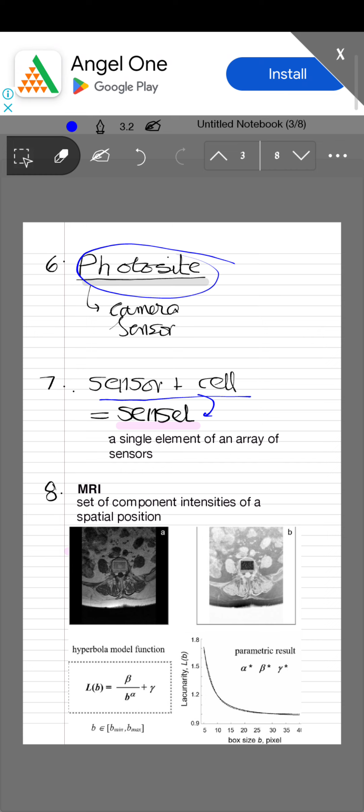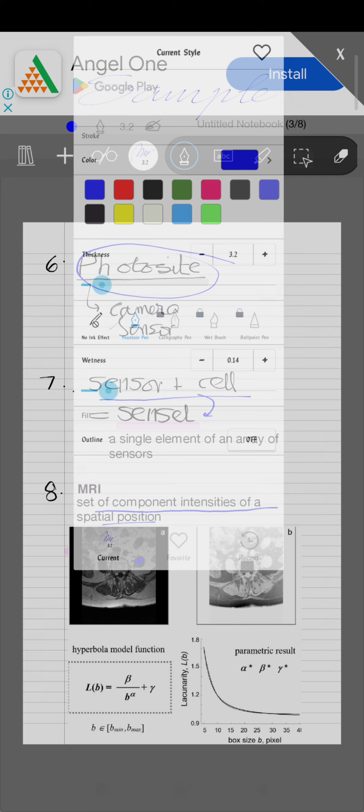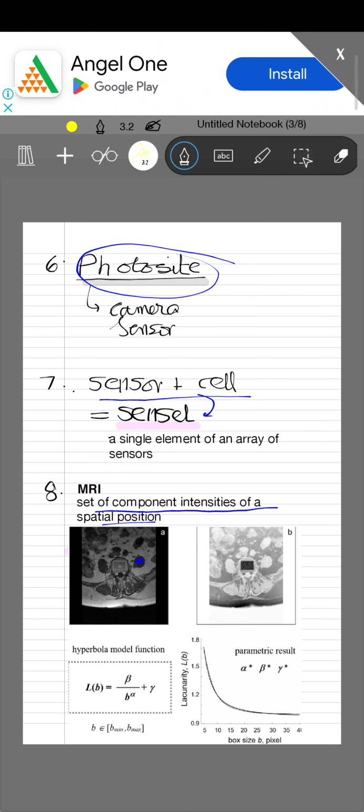In the case of MRI, a pixel can be considered to be a set of component intensities of a spatial position. Take any spatial position, like here, you can take any position in the MRI, say this one. So this is actually the component intensities that make up the spatial position. They are called pixels in an MRI image.